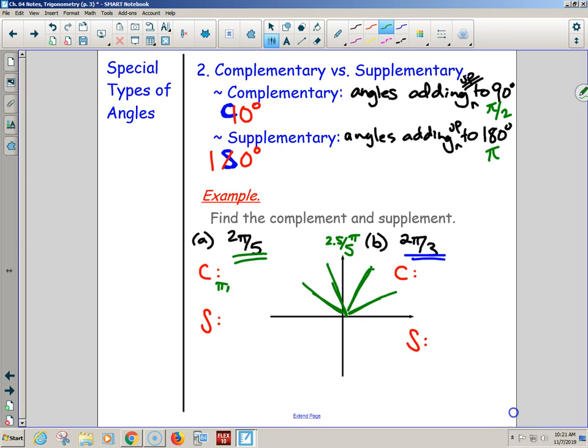Didn't you have to do pi over 2 minus 2 pi over 5? That means you get common denominators. So wouldn't that be 5/10 minus 4/10? So what would be your complement? 1/10. You would have to get common denominators. But there was one because it's below halfway. Nathaniel, go ahead.